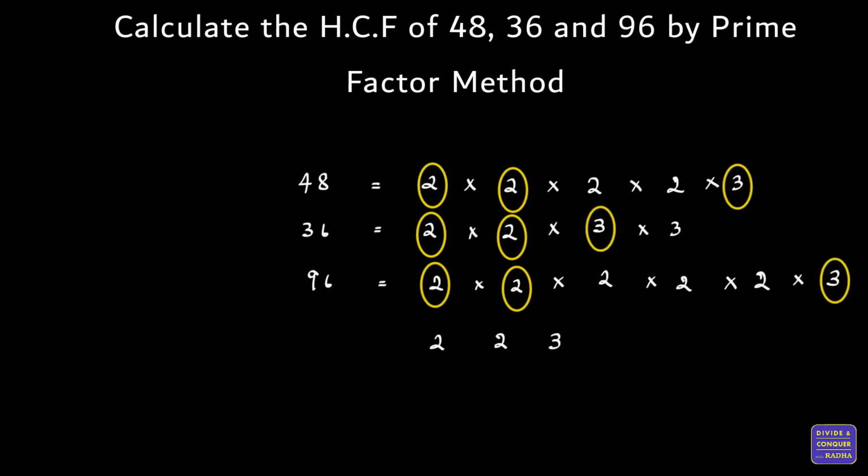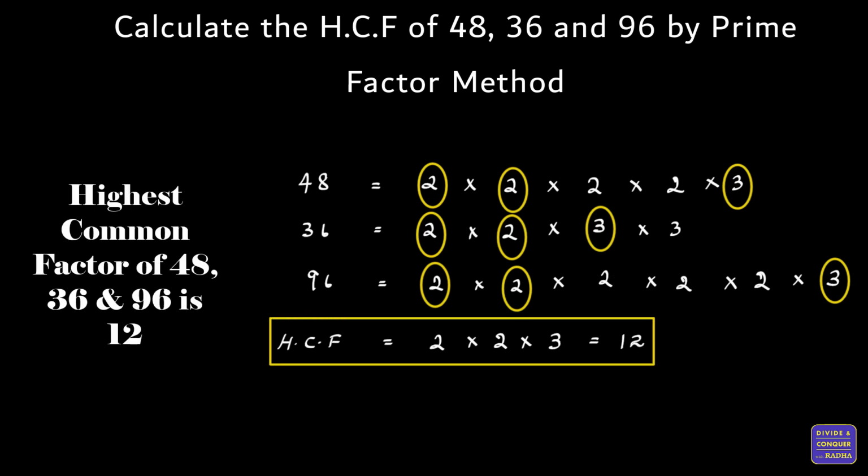The remaining numbers do not have common factors in all the given numbers. Therefore, we need to omit those. The product of 2 into 2 into 3 is equal to 12. Therefore, the highest common factor that divides 48, 36 and 96 is 12.